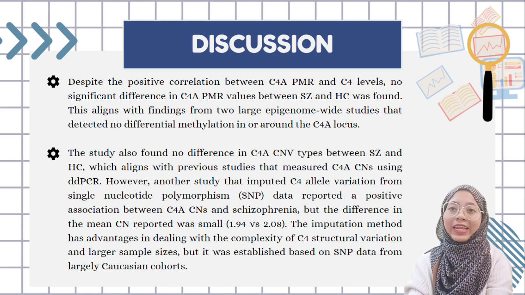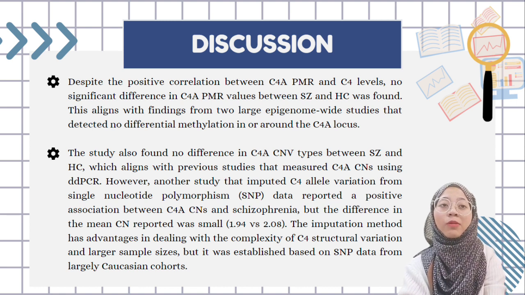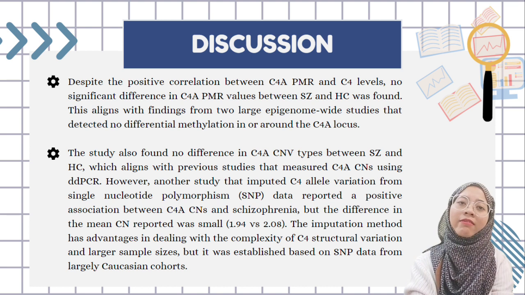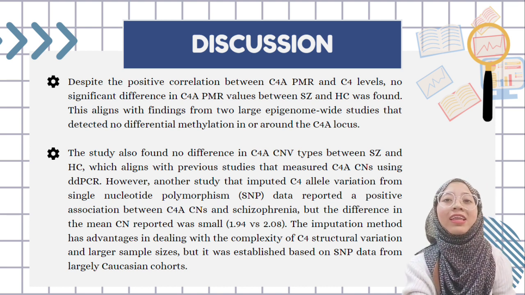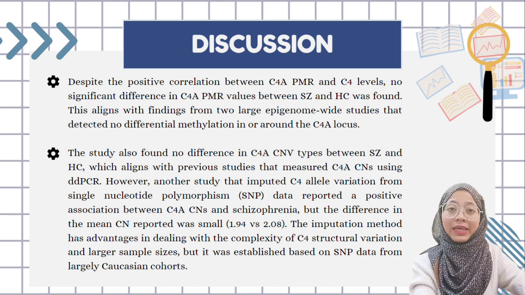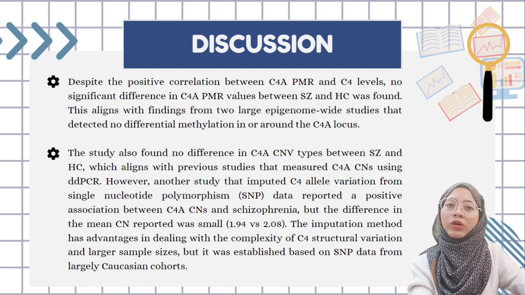However, another study that imputed C4 allele variation from single nucleotide polymorphism SNP data reported a positive association between C4A CN and schizophrenia. But the difference in the mean CN reported was small, which is 1.94 versus 2.08. The imputation method has an advantage in dealing with the complexity of C4 structural variation and larger sample size, but it was established based on SNP data from largely Caucasian cohorts.